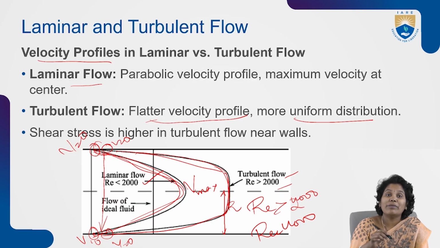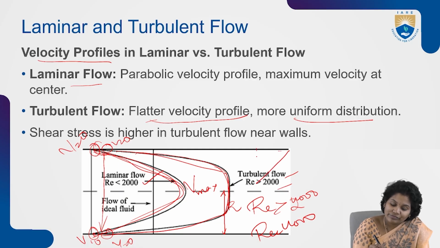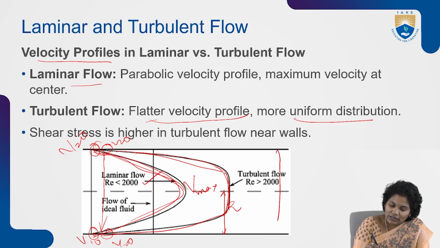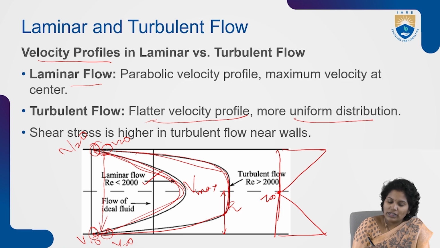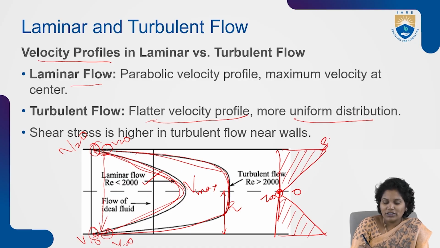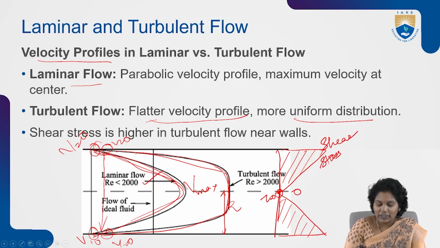Here the shear stress is maximum in turbulent flow near the walls. Now coming to the shear stress: the shear stress is maximum at the wall and minimum at the center. At the center the shear stress is 0, and at the wall the shear stress is maximum. This is for shear stress.